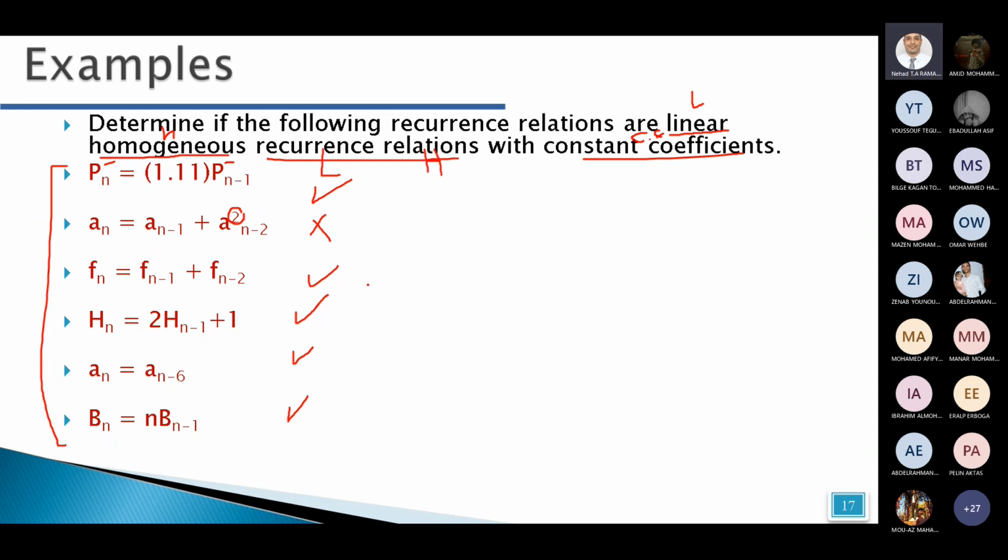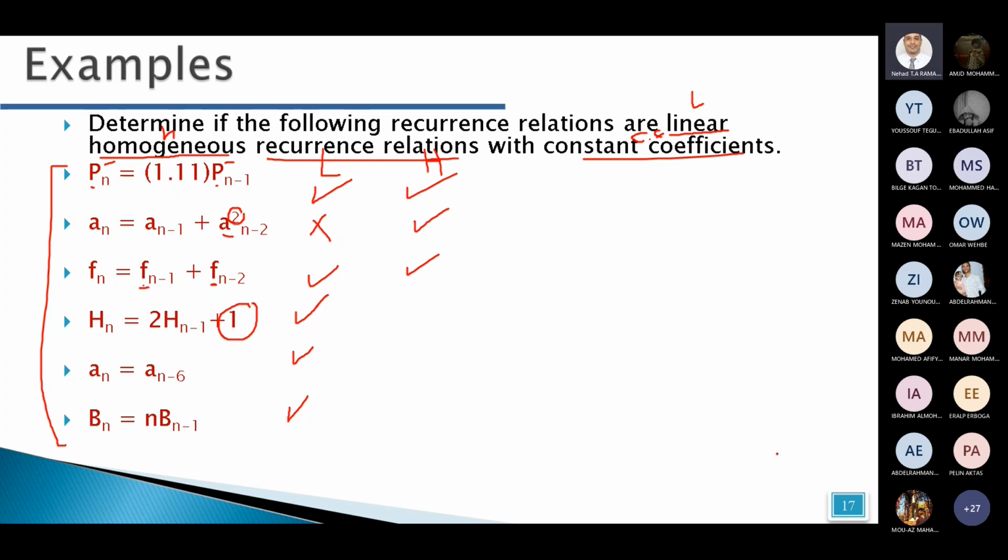Which one is homogeneous, which one is not? We have only variable p here, so it's homogeneous. Here we have variable a only, so it's homogeneous. Here we have variable f, so it's homogeneous. We have variable h, it's homogeneous. No, it's not correct. All the terms must have this variable. Here, this term has a constant only.